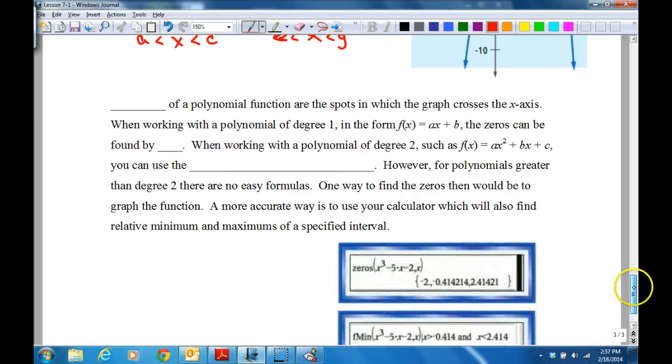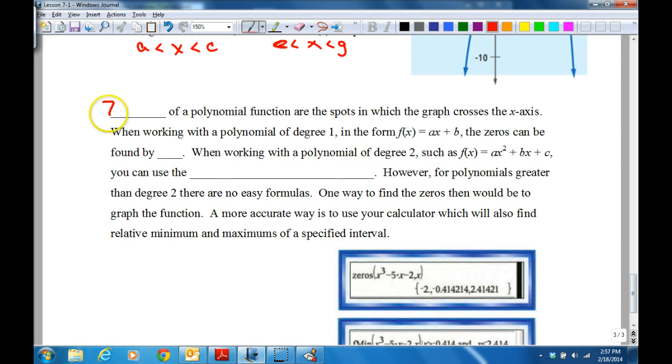Here we go. The zeros of a polynomial function are the spots in which the graph crosses the x-axis. It's also known as x-intercepts, guys. When working with polynomials of degree 1 in the form of ax plus b, the zeros can be found by setting f of x to 0.